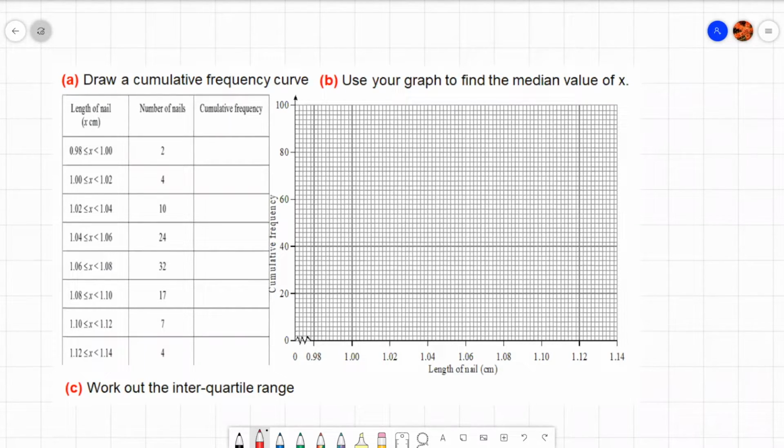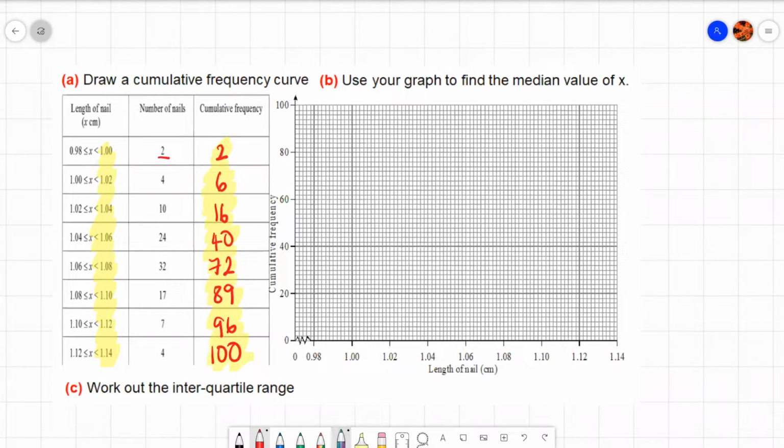So here we've got 2 nails first, another 4 makes it 6, another 10 makes it 16, another 24 makes it 40, another 32 makes it 72, another 17 is 89, another 7 is 96, another 4 is 100. Okay, so let's plot our cumulative frequency. So again, it's this last one here against the cumulative frequency.